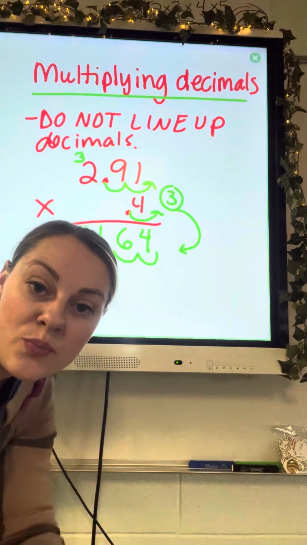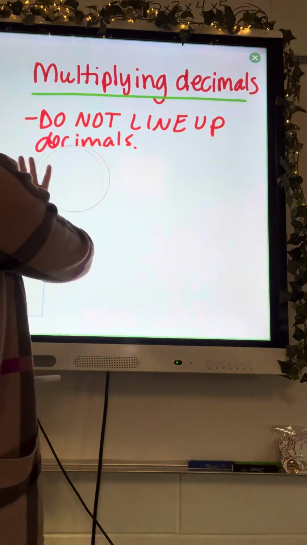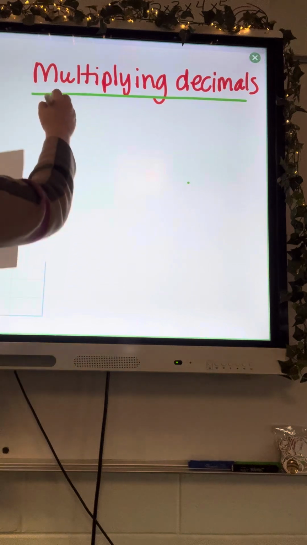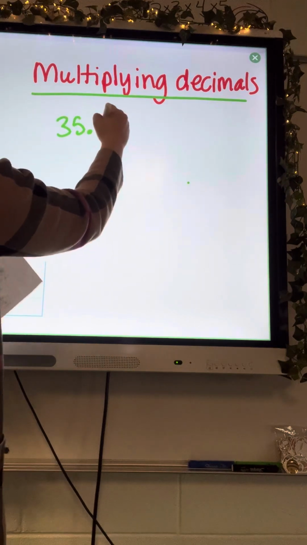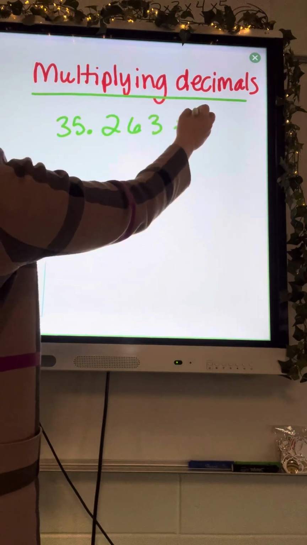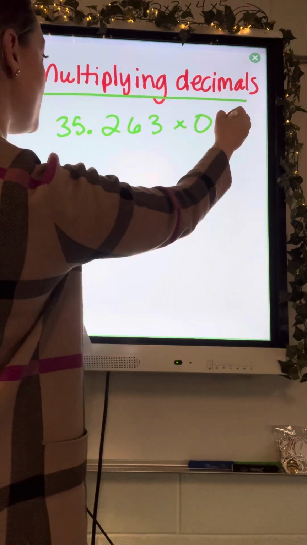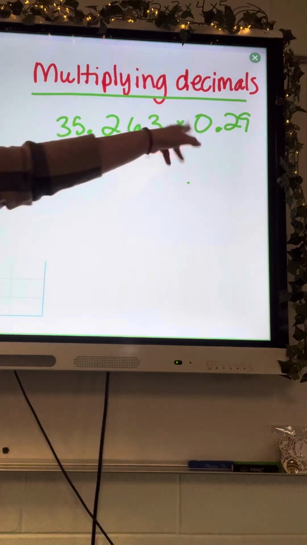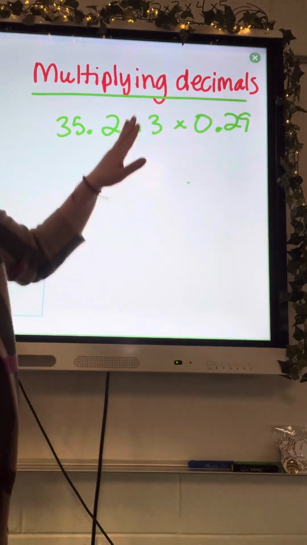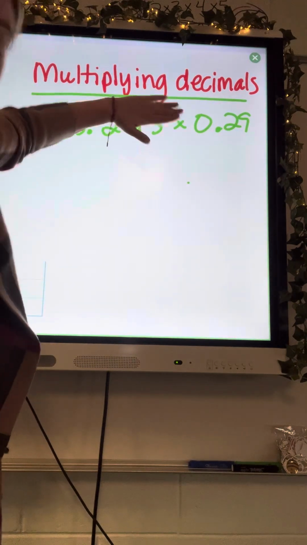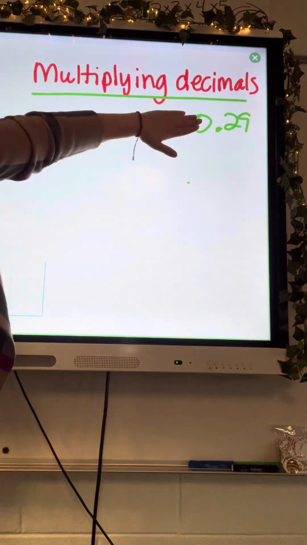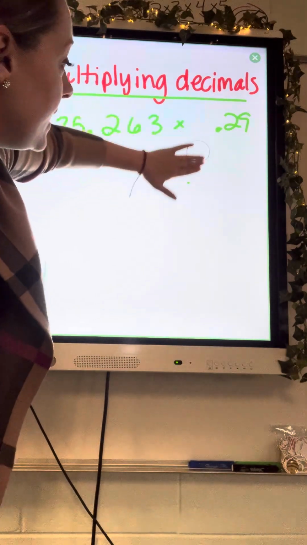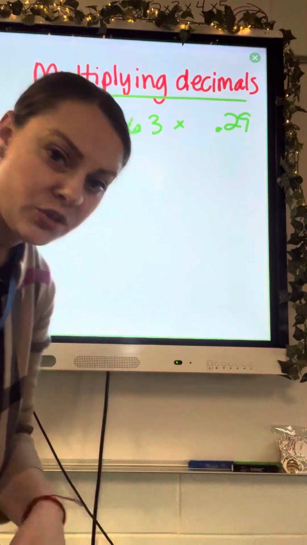All right, so let's do a little more of a difficult one. Once again, do not line up the decimals. I'm going to do 35.263 times 0.29. Now, this 0 is not necessary. If you read this as money, how much money is that? It's 29 cents. So this 0 is really not necessary. Don't give yourself more work to do if you don't need to.